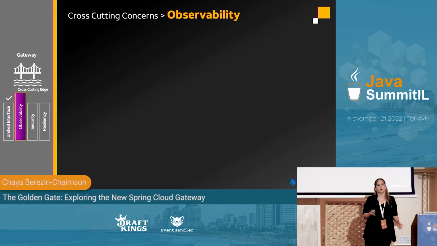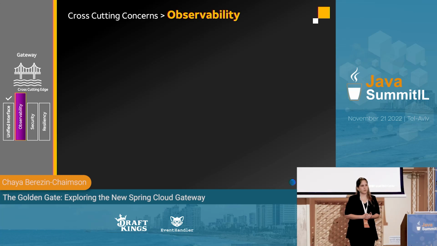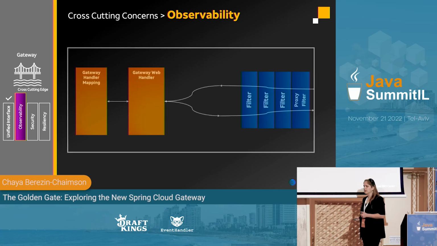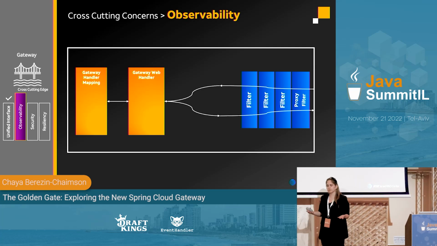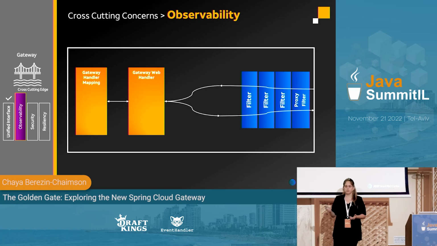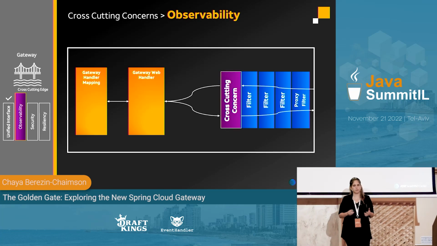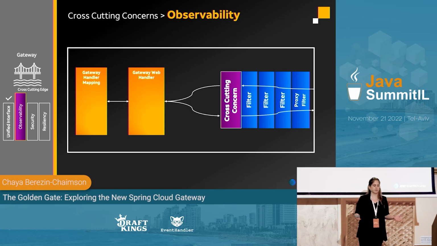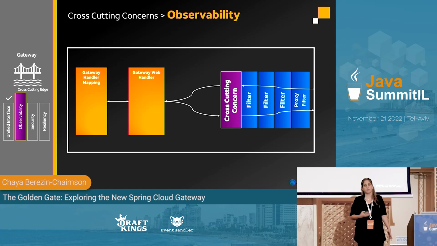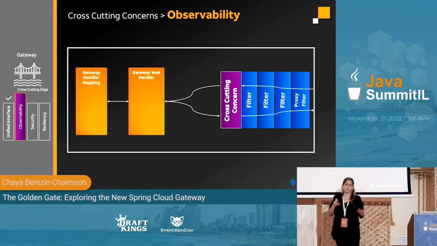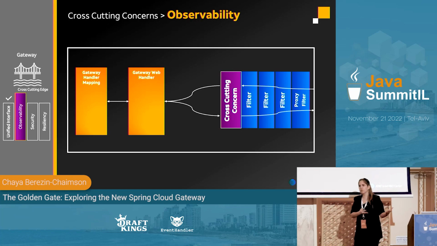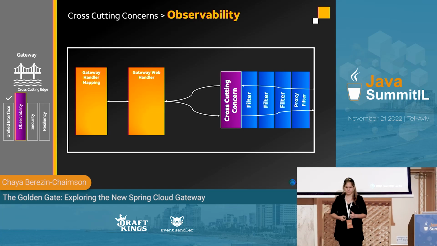Now, let's talk about the cross-cutting concerns. Once we understand the gateway architecture, it becomes clear to us that we can implement any cross-cutting concern that we want by using a gateway filter. So either use one of Spring Cloud Gateway's ready filters, or create our own customized filter and implement there any logic that we want. Right? We can implement a logic in a filter, define it on specific routes or on all of our routes, and then all the requests will pass through this logic.